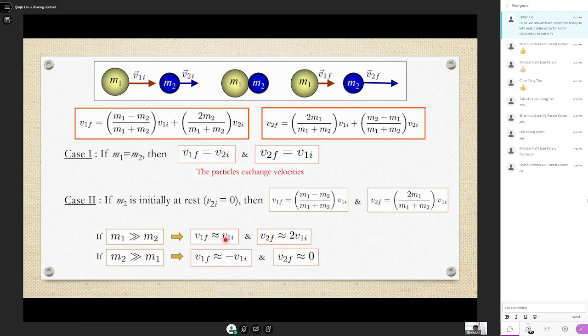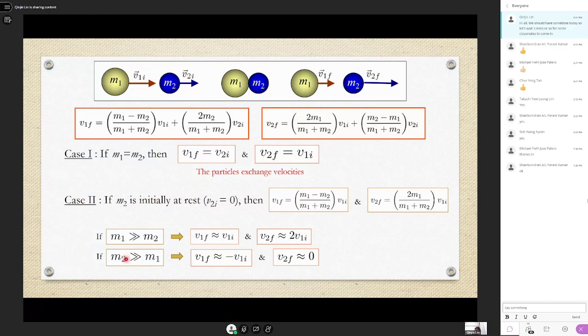V1F will be roughly equal to V1I. So the final velocity of 1 will be roughly equal to the initial velocity of 1. In other words, because this ball is so heavy and this one is so light, it almost has no effect on it at all. It will just continue at the same speed. And then what happens to the other ball? V2F is roughly 2 times V1I. So it will start to move off at a velocity that is twice that of particle 1. Okay, so that's the phenomenon.